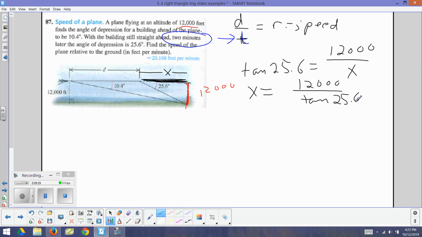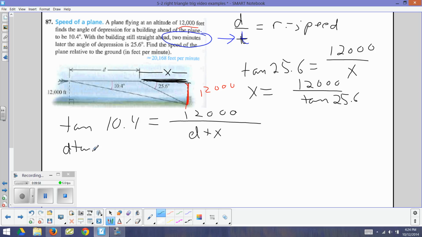But I don't really care about x. I want d. So let me write another equation. I have the large triangle. And I know that the tangent of 10.4 is equal to the opposite over the adjacent. And the adjacent side is d plus x. I want to know what d is, because once I know what d is, I'm going to divide it by 2. So I'm going to cross multiply and get d tangent of 10.4 plus x tangent of 10.4 is equal to 12,000.